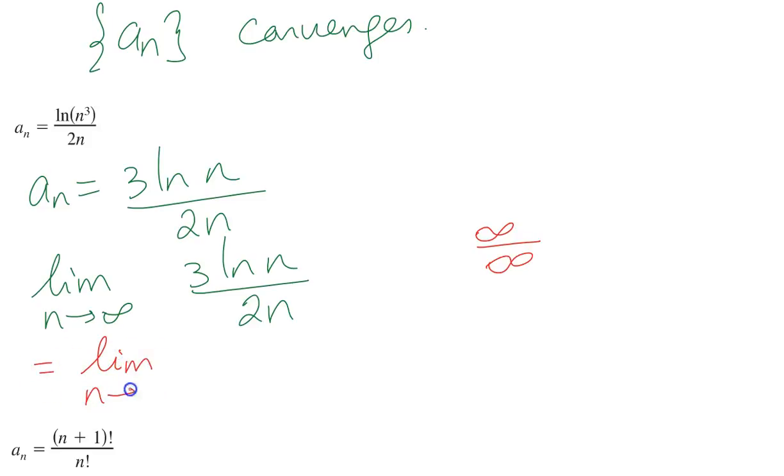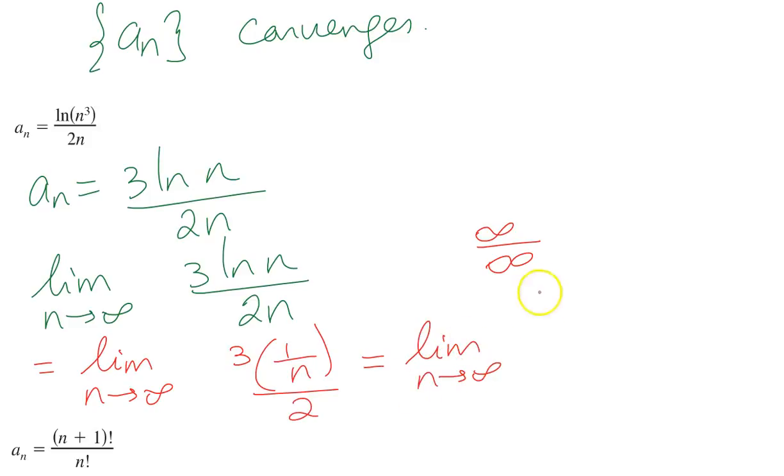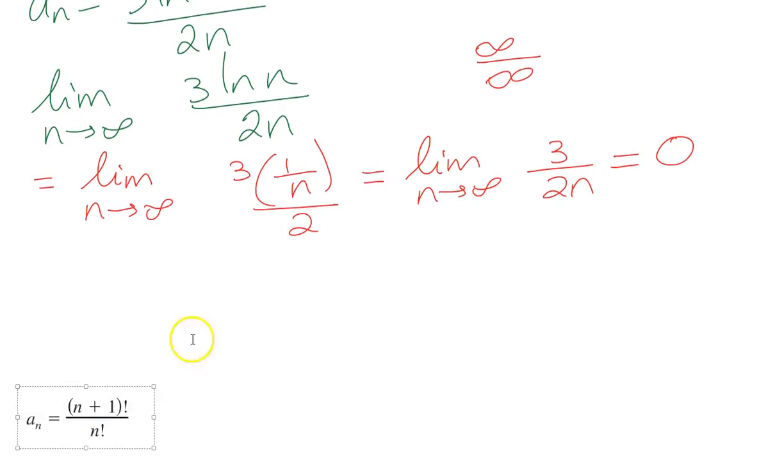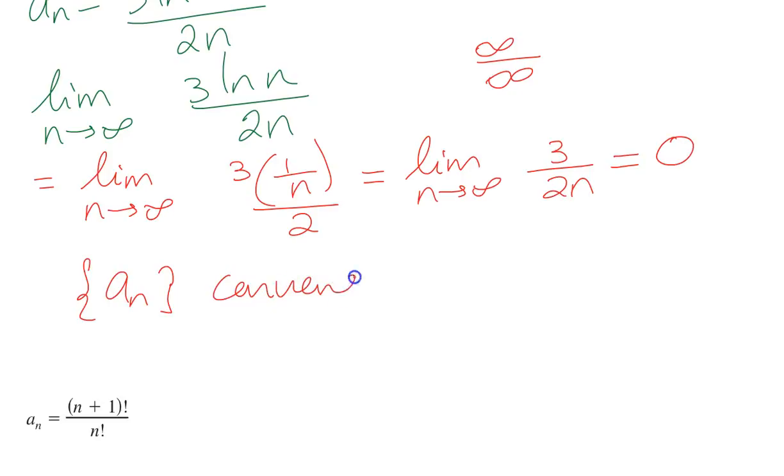So limit as n goes to infinity of 3 times 1 over n over 2. That's going to be limit as n goes to infinity of 3 over 2n. And as n goes to infinity, that is going to go to 0. So we had to apply L'Hopital's rule only once. And because that limit is 0, it's a finite number. So we will say sequence a_n converges.